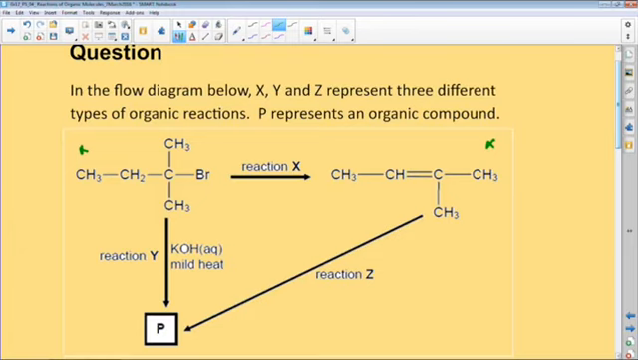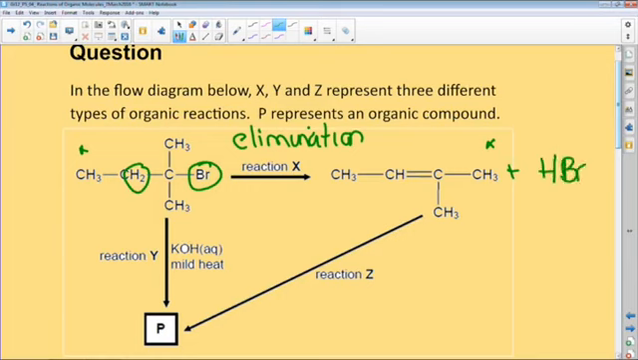The only way that a saturated hydrocarbon can become an unsaturated hydrocarbon is through elimination. So reaction X has to be an elimination reaction. Look at what's happened here. If you compare the left-hand side with the right-hand side, the bromine came off, and so did one of those hydrogens. So over here we end up with hydrogen bromide. But now before you say, but Tracy, more than that came off. No, it didn't. Be careful here.